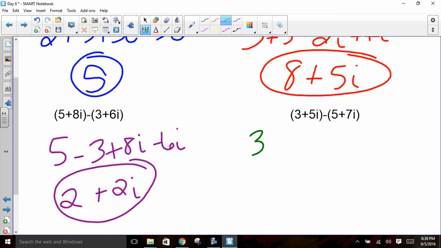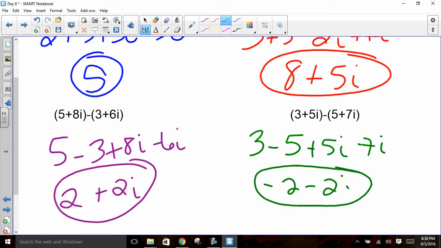And lastly, 3 minus 5 plus 5i minus 7i. 3 minus 5 gives me negative 2. 5 minus 7 gives me 2. So I get negative 2 minus 2i. So those really should not be too bad. Again, you're just putting your like terms together.